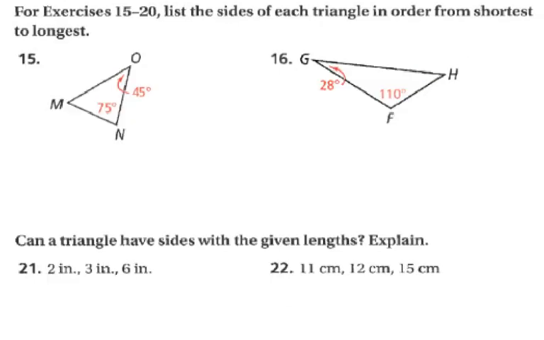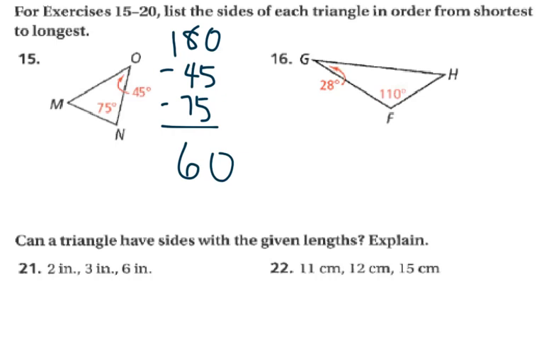Okay, the next thing we're supposed to do is list the sides of each triangle in order from shortest to longest. They give us two of the angle measures, but they don't give us a third. But again, we're supposed to know how to do that because we already know that all triangles add up to 180. So the first thing that we're going to do is take 180 minus 45 minus 75 to get the missing angle, which is 60. Okay, so this one is 60 degrees, if you can read that.